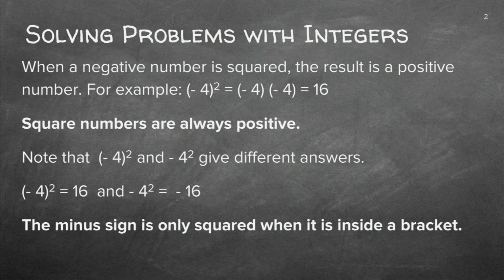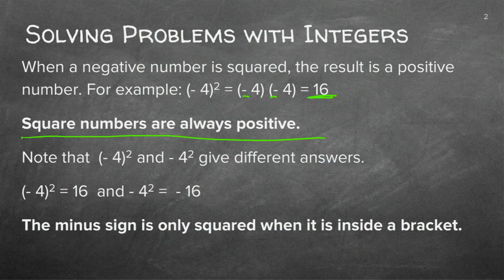But now I'm sure you wondered, what about square numbers and cube numbers, right? So when a negative number is squared, the result is a positive number. For example, minus 4 squared will then be equal to minus 4 times minus 4. So you can see it's two negative numbers. So because of the rule, the answer will be positive. Now, this is a general thing that you must remember. Square numbers are always positive.